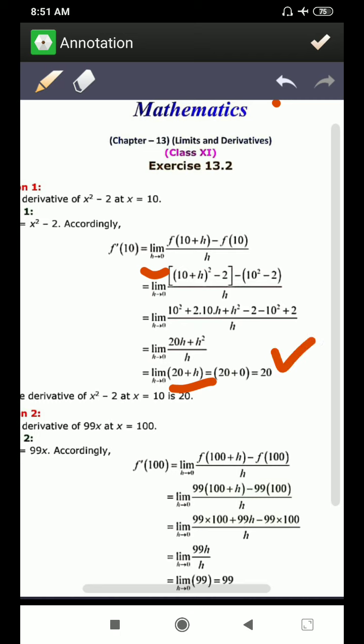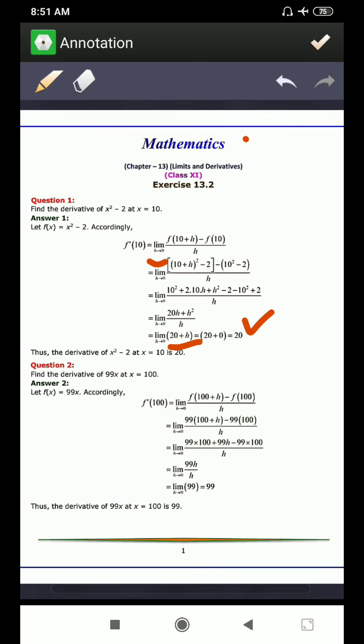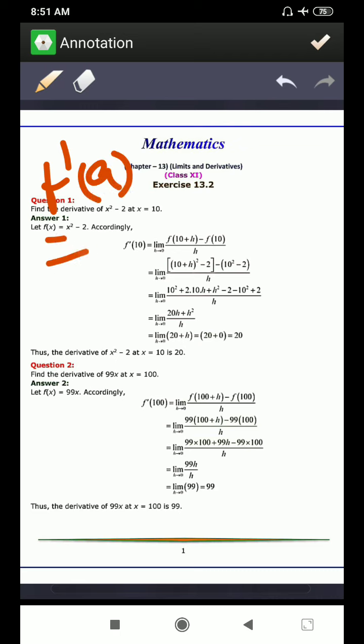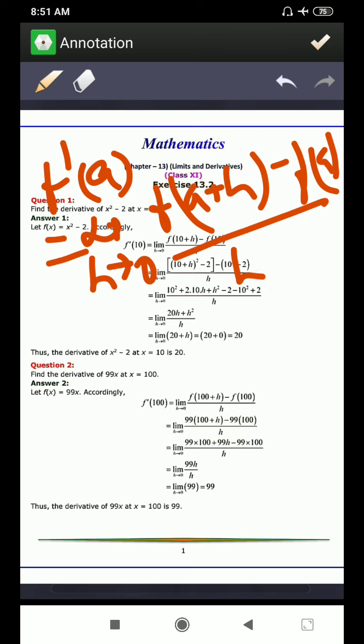Okay, so now as I explained in the earlier question, in the next question I will do the same thing. You have to find the derivative of 99x at x equal to 100. So first of all you will write the formula. The general formula: f dash a, where a is the point at which you have to find the limit, is equal to limit h tends to 0, f of a plus h minus f of a, divided by h. In this you replace a by 100 because we have to find the derivative at x equal to 100.